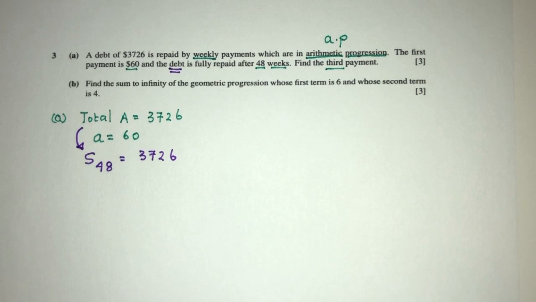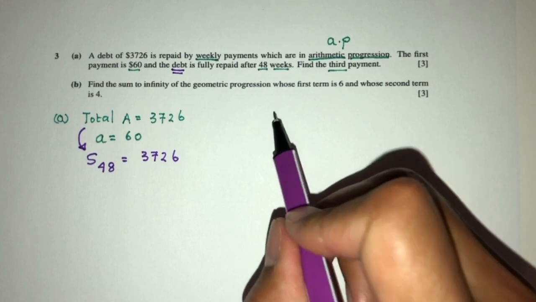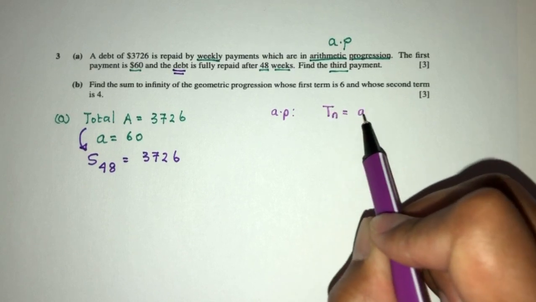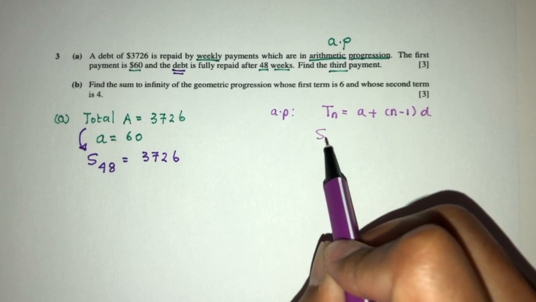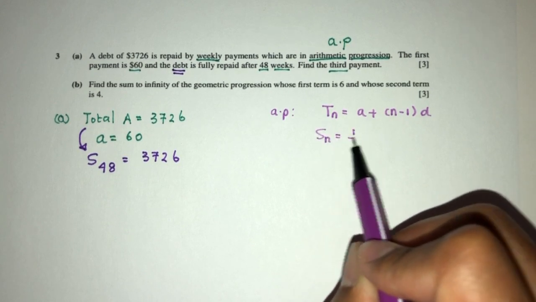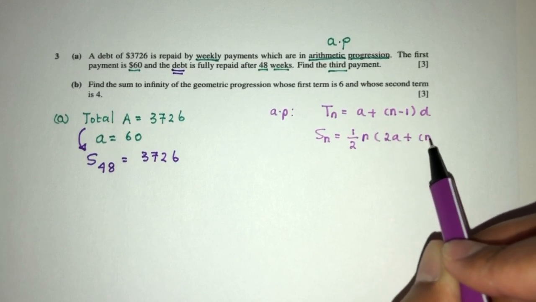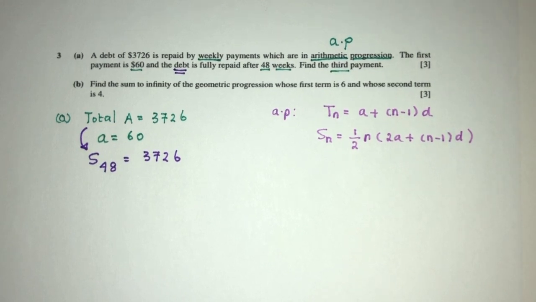Now, since we know this is an AP, I would always recommend writing down all the formulas you know for this progression. So the nth term is given to you by a plus n minus 1 times d. And the sum of the first n terms will be half n times 2a plus n minus 1 times d. Again, these are given to you on your sheet. You don't need to memorize. However, if you can, definitely do so. It will be to your advantage, so you don't waste much time.